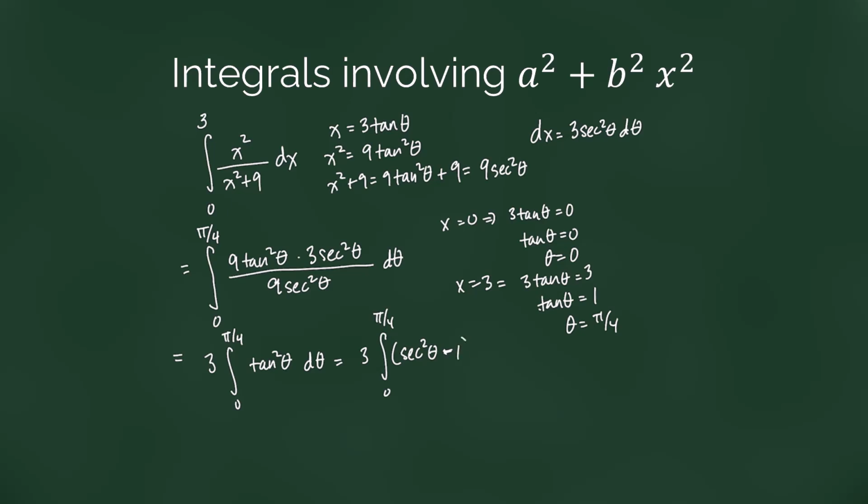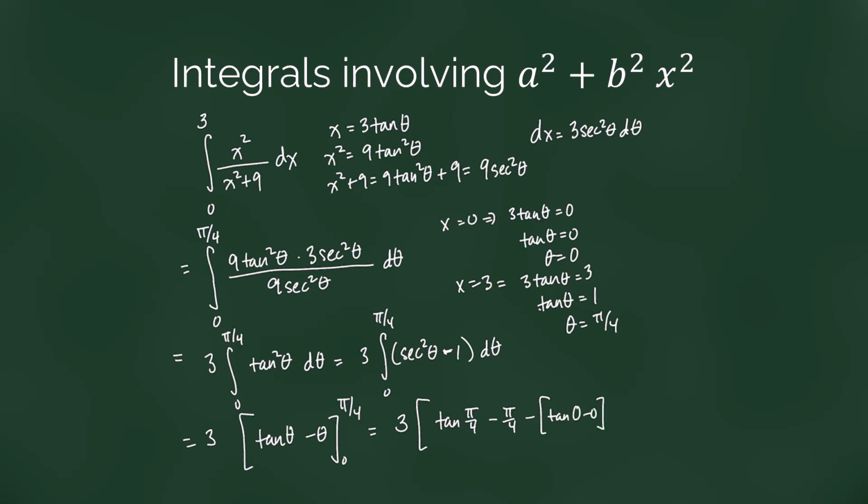We can antidifferentiate both of those easily, so we get 3 times the tangent of theta minus theta from 0 to pi over 4. We've already changed our limits, so no need to go back to x. So we get 3 times the tangent of pi over 4 minus pi over 4. And then from that, we will subtract the tangent of 0 minus 0.